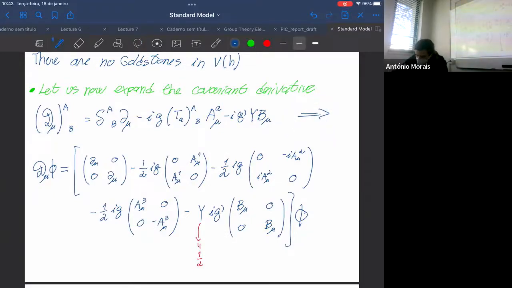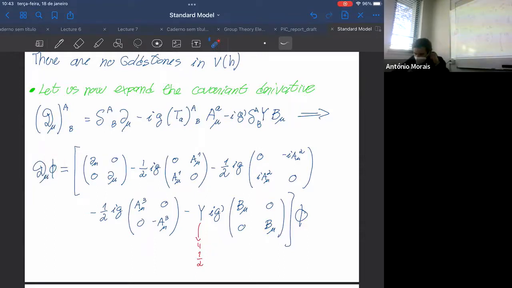So I should put a delta here. I'm putting the generator after the matrix. The generator Y is already a matrix on its own, but let's write delta A B just to make it concrete. And Y, the value of Y, will be equal to the hypercharge of what the covariant derivative is applying to.